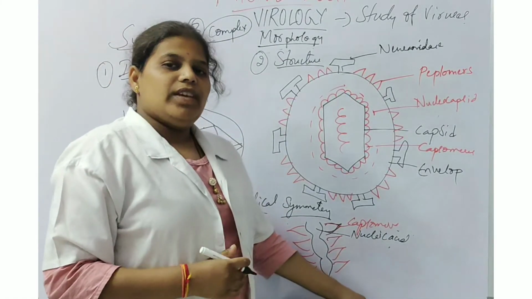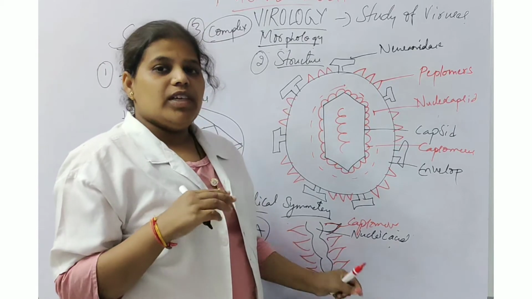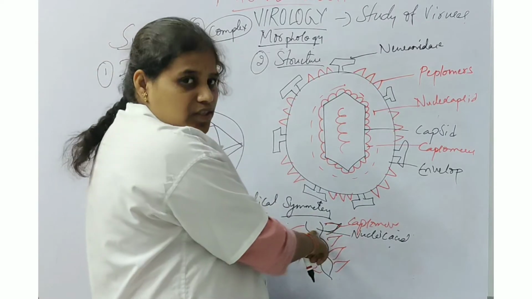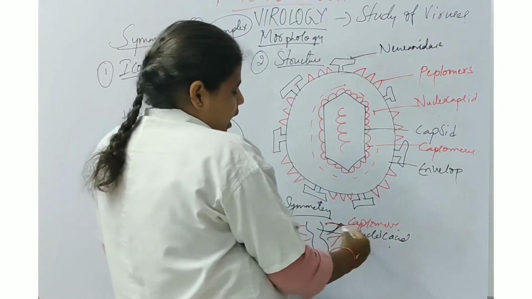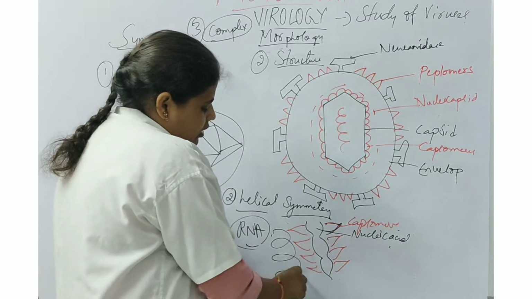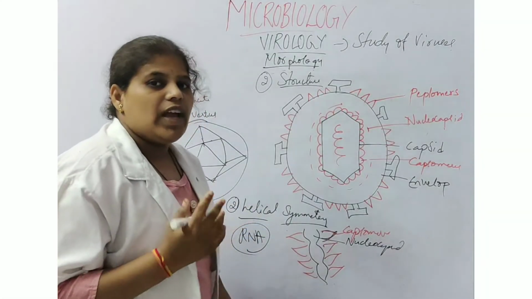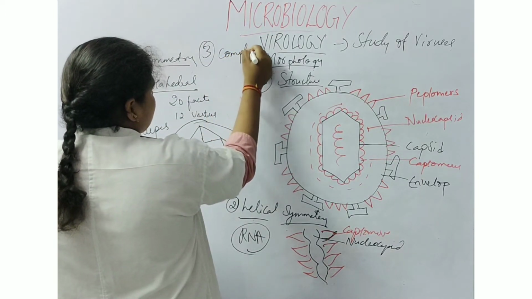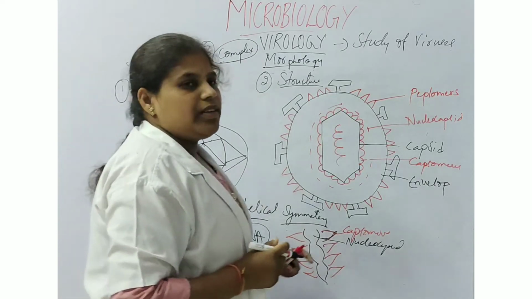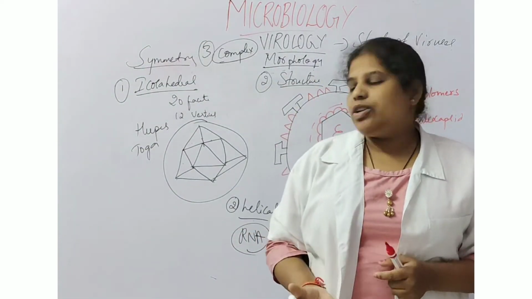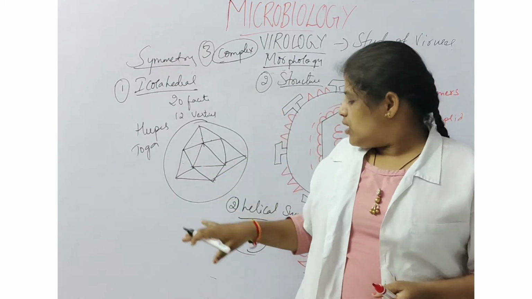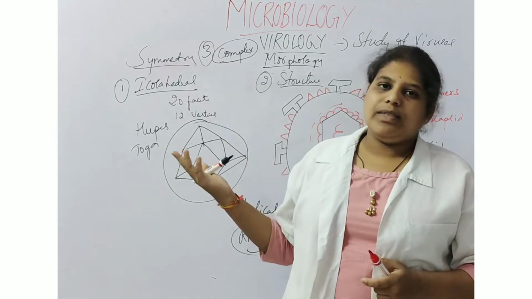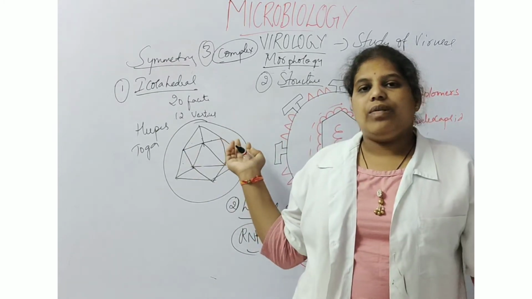In helical symmetry, the nucleic acid and the capsomeres bind together and give the appearance of a spiral. So this is the nucleic acid and these are the capsomeres, and they bind and give a spiral form. Third, we have complex symmetry. Some viruses do not have icosahedral or helical symmetry. They have some complex symmetry. These are the symmetries of the viruses.